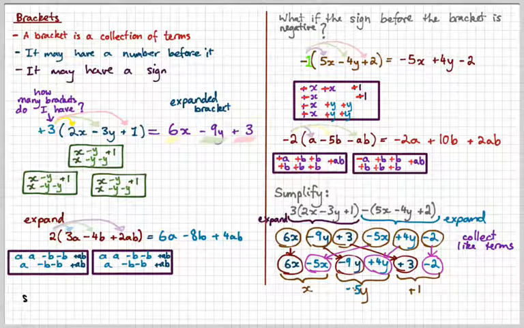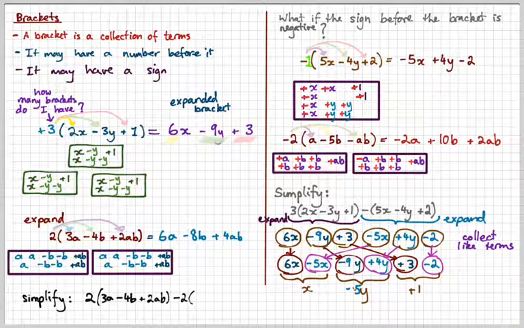Now there's one question you might want to do yourself. I won't go through it, but I can check it in class. So simplify the following. 2 brackets 3a minus 4b plus 2ab minus 2 brackets a minus 5b minus ab. Okay? So pause the video.